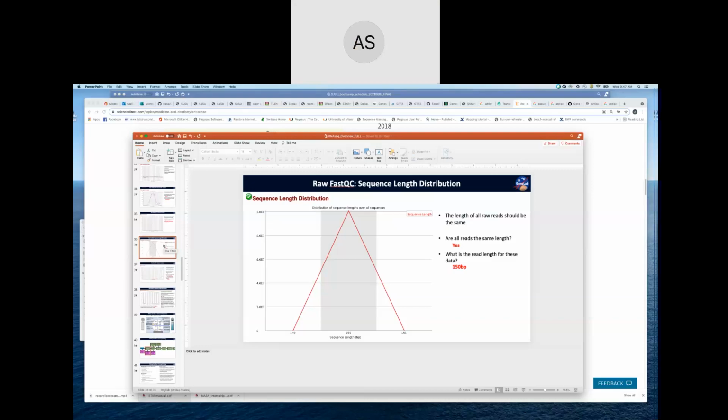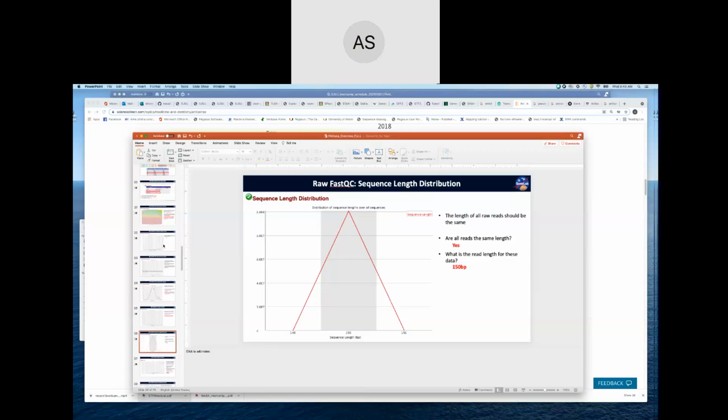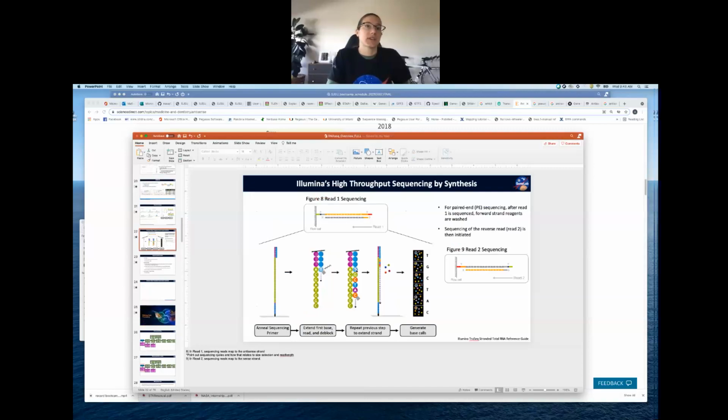Because you start with a random distribution, which you saw in your electron micrograph, how do you end up with just one length? Because you control the number of cycles.